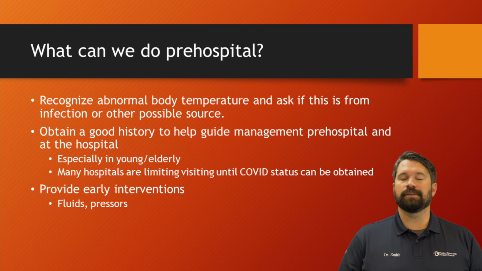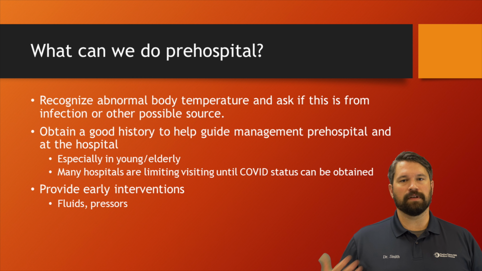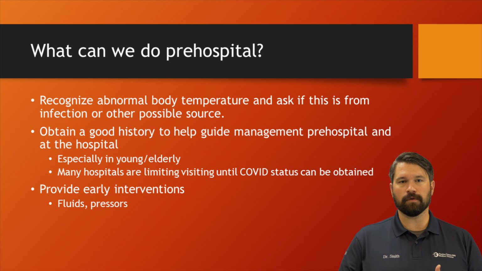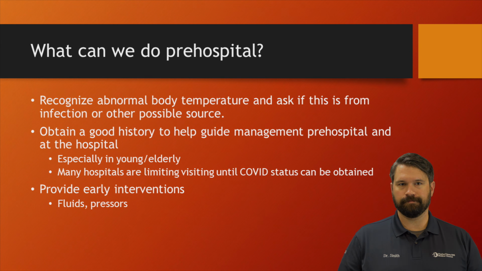And I really ask that you get a great history, because oftentimes hospitals are not allowing the family to come in there. We're having to call them on the phone. So any history you can get from a guardian or parent, especially for somebody who can't communicate with us, is very, very important. And I really appreciate when a medic or EMT comes in with a great history and can tell me what the family said. That makes a critical difference in the hospital. Provide early interventions if you suspect infection, especially fluids and pressors.